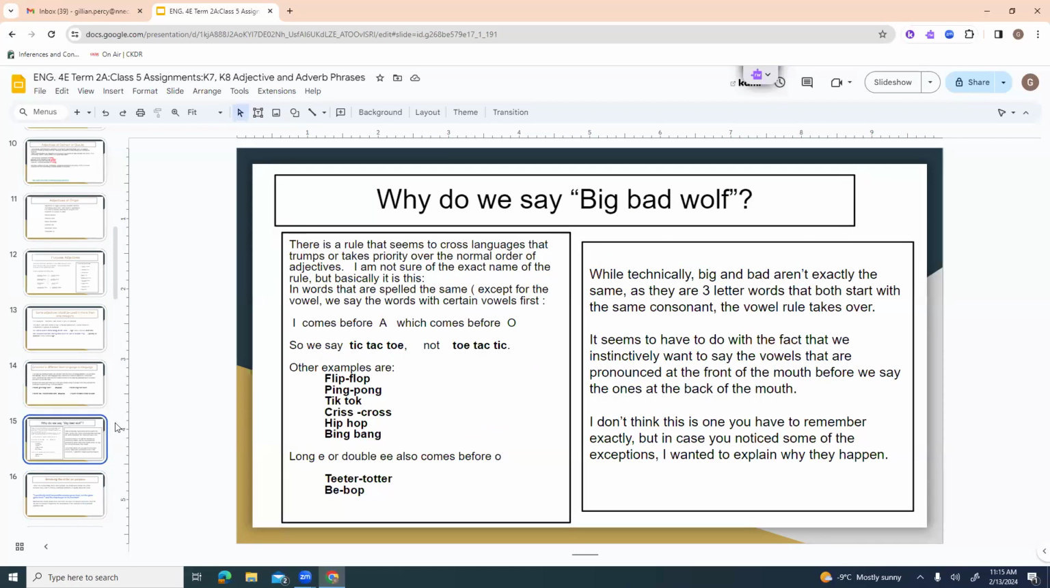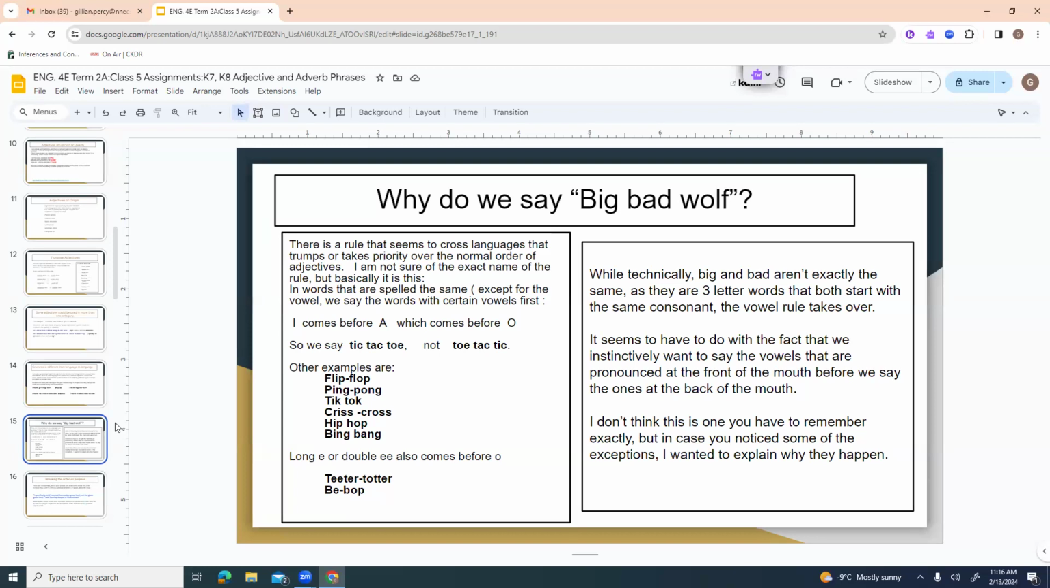Another time when you might break the order is what we call the big bad wolf rule. And it's where instinctively in our mouth, if we are saying words that start with the same consonant, we tend to want to say the vowel sounds in a certain type of order. And this apparently crosses languages. This is not necessarily only English specific. In words that are spelled the same, especially with this first letter, I will come before A, which will come before O, the short ones. So we would say tick, tack, toe, not toe, tack, tick.